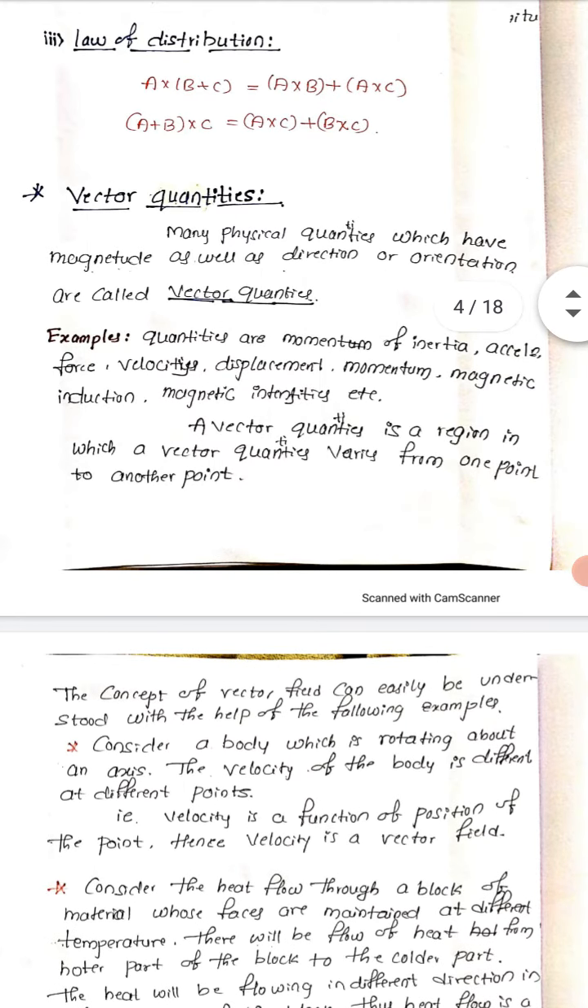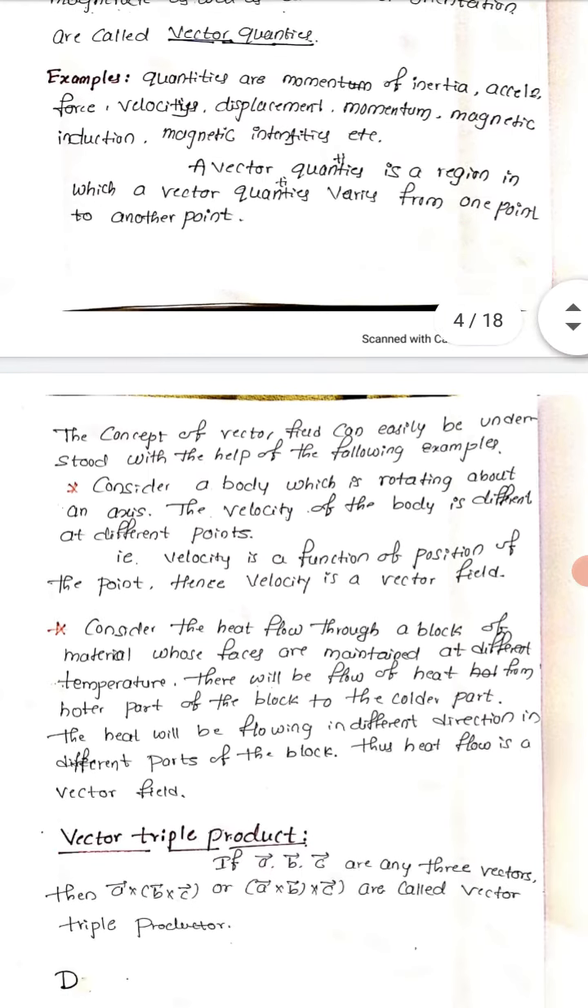A vector field is a region in which a vector quantity varies from one point to another point. The concept of a vector field can easily be understood with the help of the following examples.